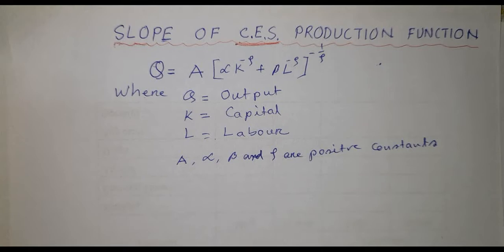Q is equal to A into (alpha K to the power minus rho plus beta into L to the power minus rho) whole to the power minus 1 by rho, where Q is output, K is capital, L is labor, A, alpha, beta and rho are positive constants.